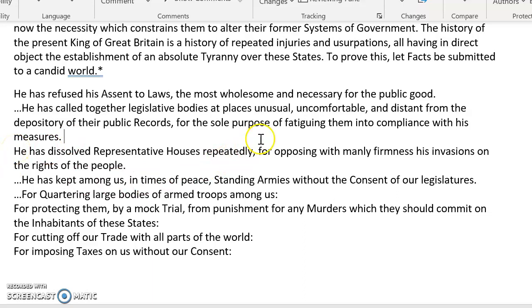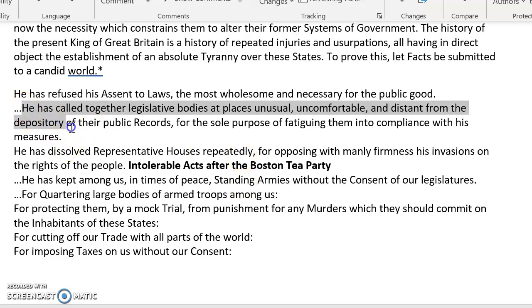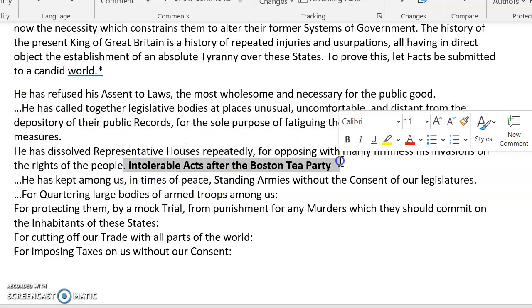He has dissolved representative houses repeatedly for opposing, and I love this part, with manly firmness, his invasions on the rights of the people. All right, this one is pretty direct. So here he's definitely talking about the Intolerable Acts after the Boston Tea Party, because they dissolved the Massachusetts legislature, and that's kind of a big deal. So that one's a more direct connection. These ones kind of allude to it or imply it, but this is a direct connection right here. So I just typed it right there.